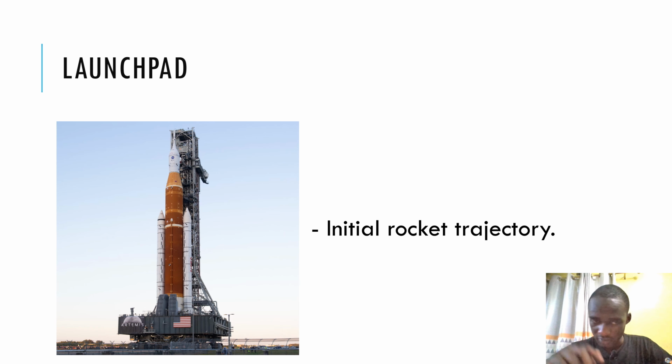So, in a nutshell, a Launchpad is designed to give the rocket some initial trajectory. Generally, whenever you're launching a rocket, you have a desired path that you want it to follow. So a launchpad guides the rocket through the initial stages of flight so that it can follow that path throughout its time of flight.